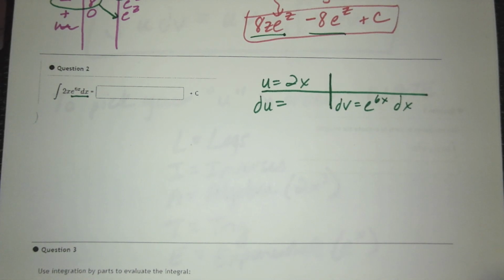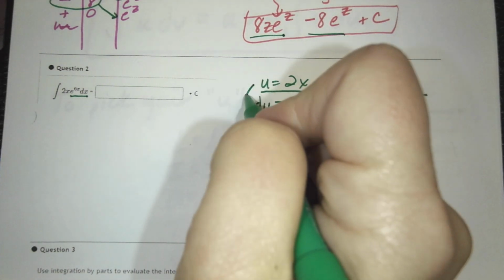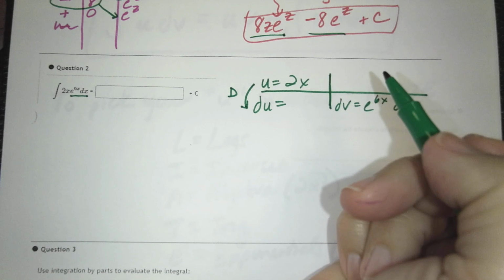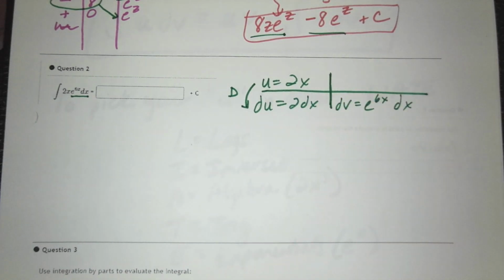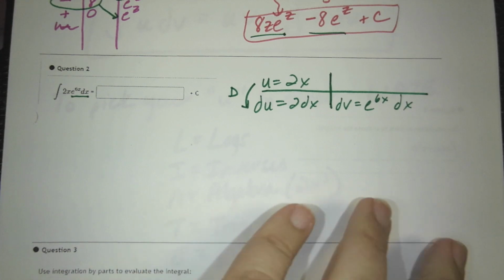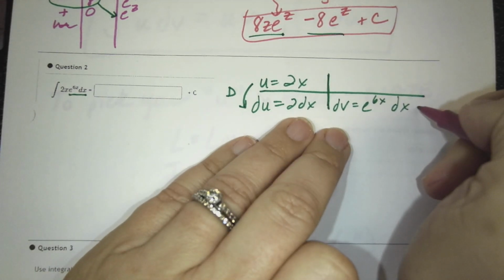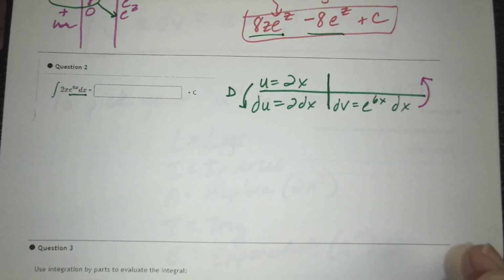Are you with me so far? Yes. Okay. This part is going to be easy. You're all going to remember this. What's the derivative of 2x? 2 dx. This part is where people are going to forget because they haven't done it in a while. Listen to what I'm saying. Okay? I have to use my different color pen. What is the integral of e to the 6x?